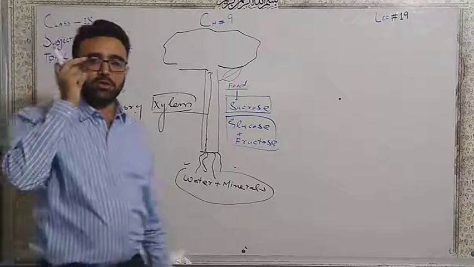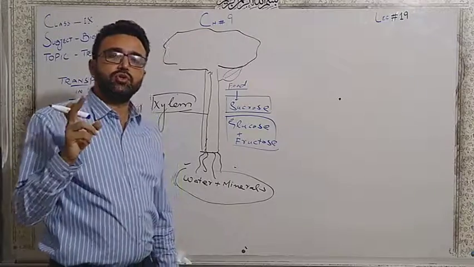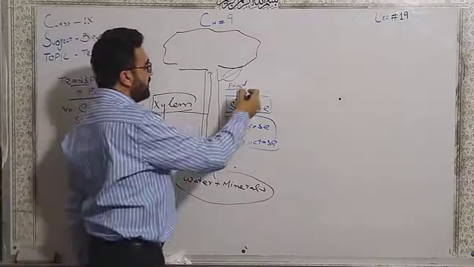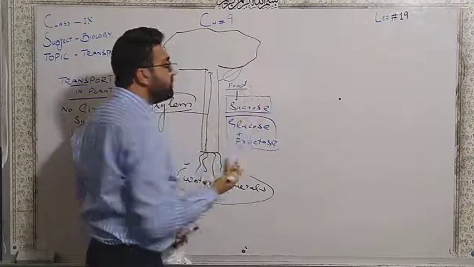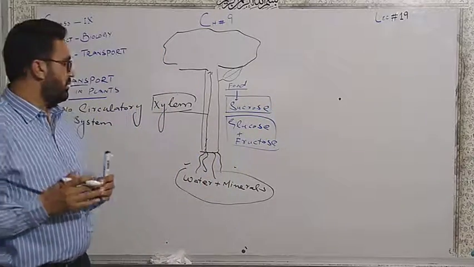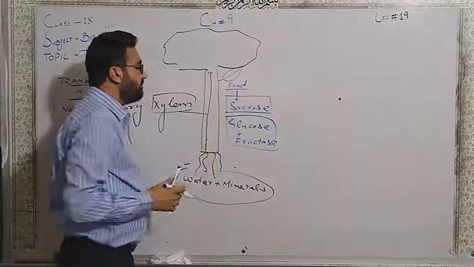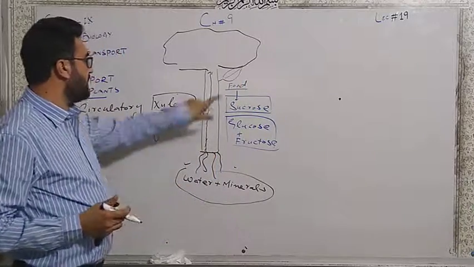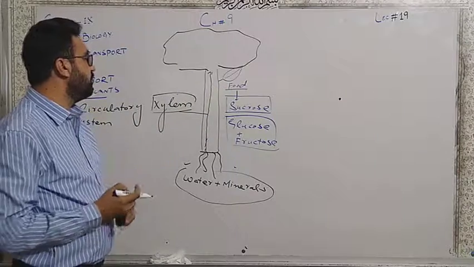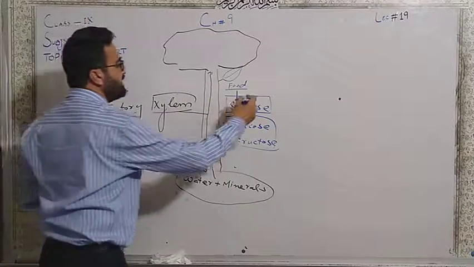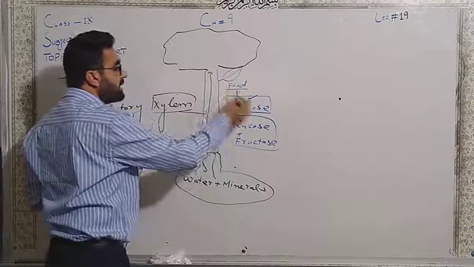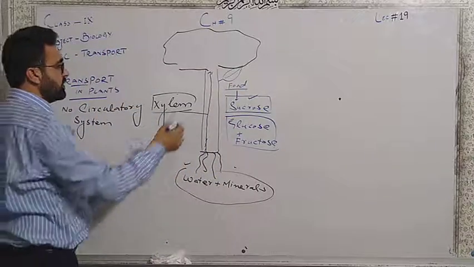So this is an important MCQ which you should keep in mind: if somebody asks you in an MCQ in which form carbohydrate is usually present as food in plants, that is saccharose, and that saccharose is usually transported.